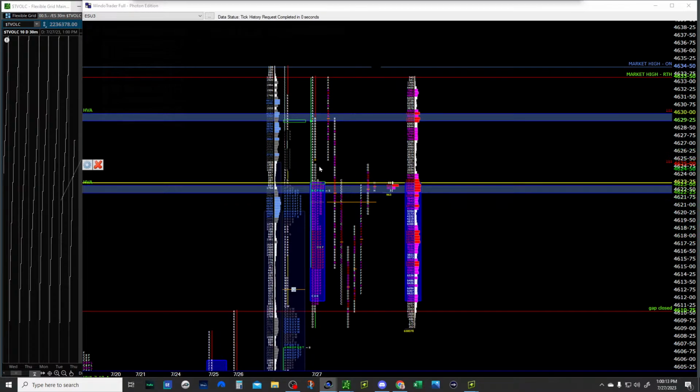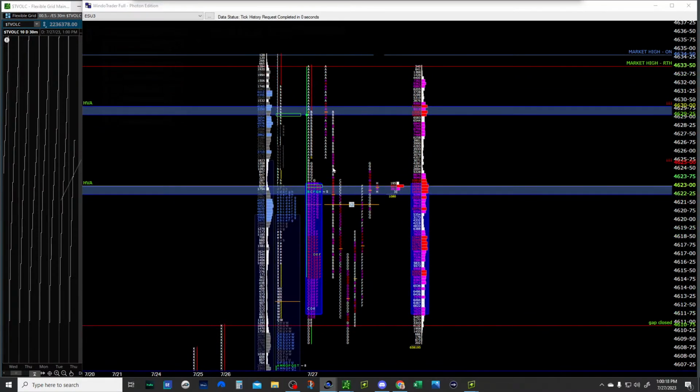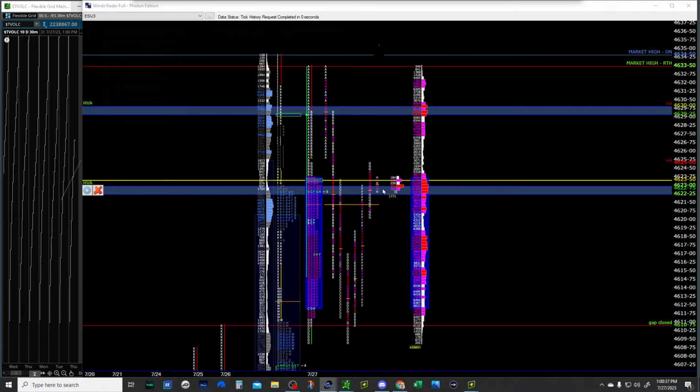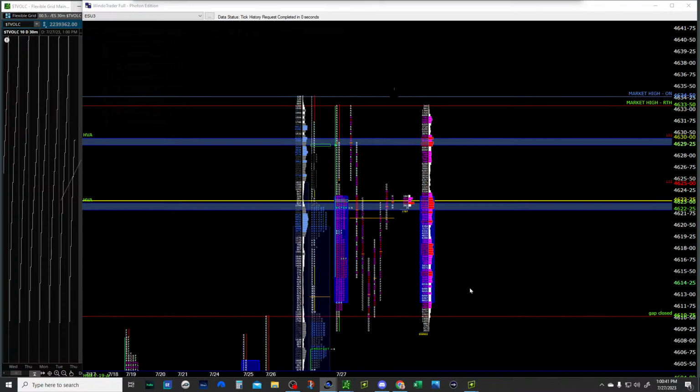The most important thing here to me is the ability of the market to close this distribution. As long as this distribution remains open, there is something to the downside. Now, value or POC is building down here, and was here, being moved higher.